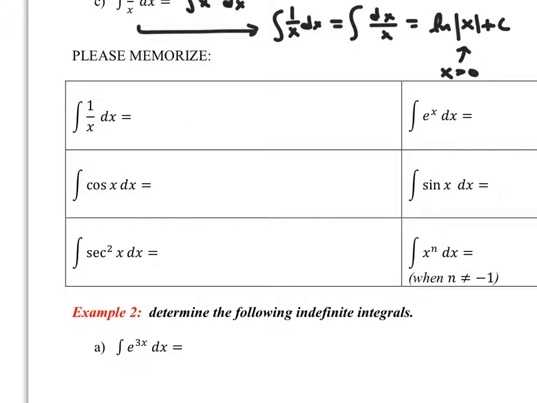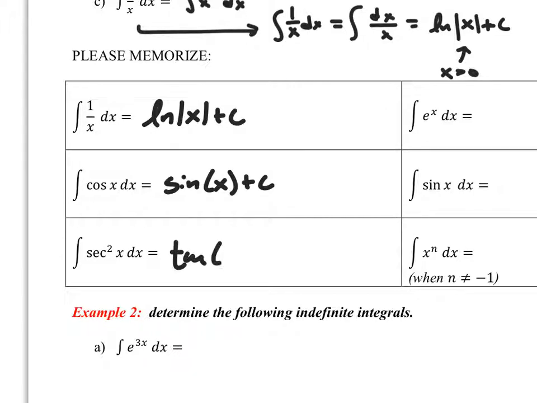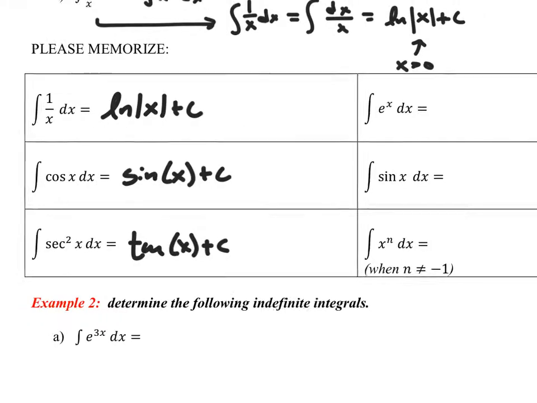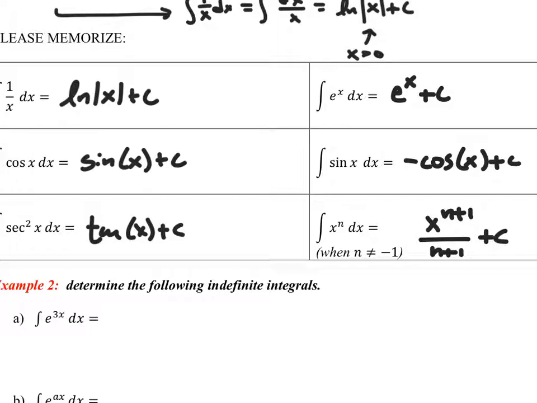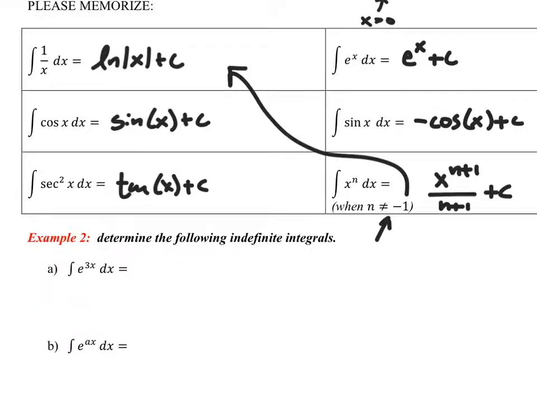So you're going to want to memorize the following. This will be natural log of the absolute value of x plus c. This will be sine of x plus c. This will be tangent of x plus c. Remember, these are to be put to memory. This would be e to the x plus c. That's a nice one. This would be negative cosine of x plus c. And this would be x to the n plus 1 over n plus 1 plus c, provided that n does not equal negative 1, because then we would be back in that situation there.